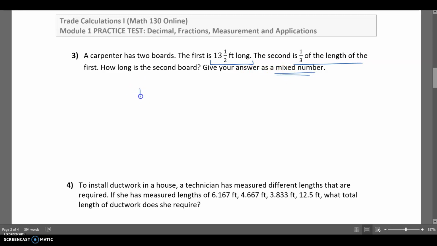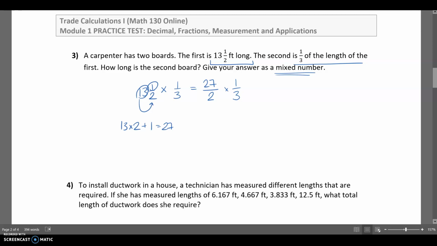Our first board is 13.5 feet. To figure out 1/3 of that, we multiply by 1/3. Before we can do this multiplication, we need to convert 13.5 to a mixed number. So I take the whole number 13 and multiply by the denominator 2, and then I add the numerator 1. That gives me a new numerator of 27. So 27 over 2 is the same as 13.5, and I'm still multiplying by 1/3.